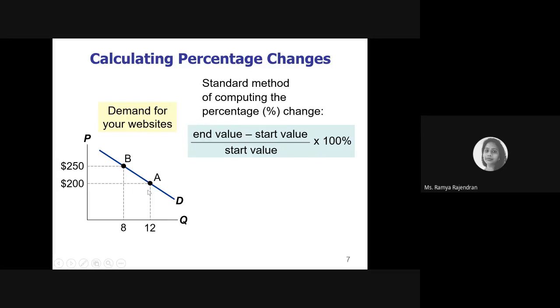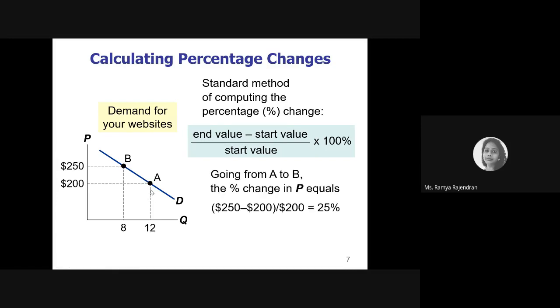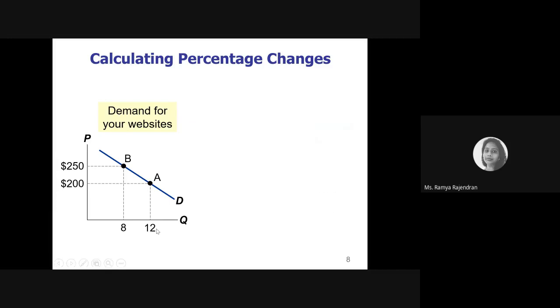Then if you're going to calculate the demand, let's see what happens here. For the percentage change, we subtract 200 from $250 and divide by 200, which is 25%. So the percentage change in the price is 25%. And for the quantity demanded, let's see.